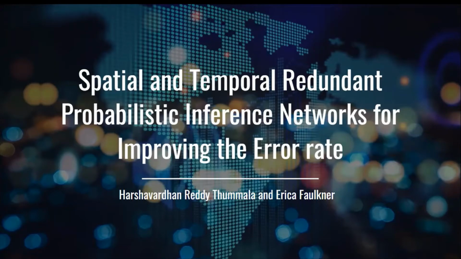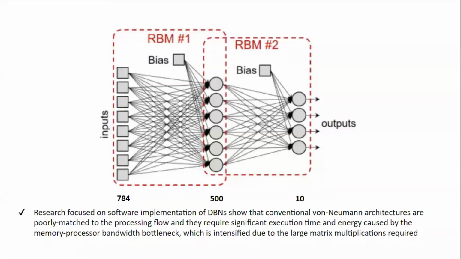We will be discussing the spatial and temporal redundant probabilistic inference networks for improving the error rate. Research in the past has usually focused on software implementation of deep belief networks for the conventional von Neumann architectures. Although they are poorly matched due to the processing flow, requiring significant execution time and energy caused by the memory processor bandwidth bottleneck, which is intensified due to the large matrix multiplications that are required.